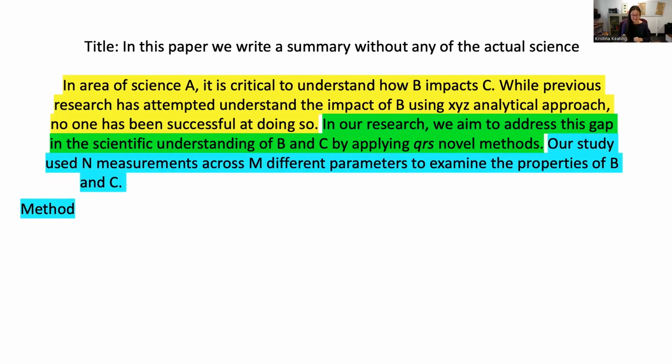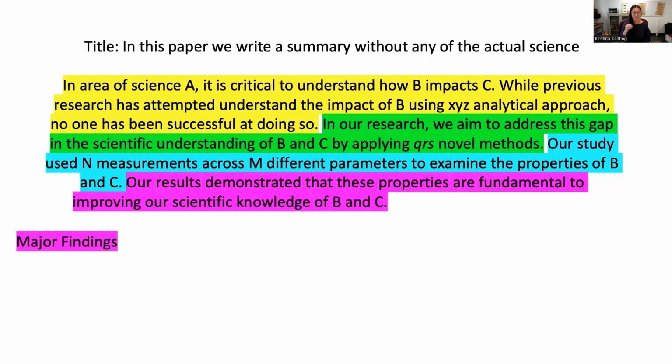We then state, our study uses N measurements across M different parameters to examine the properties of B and C. So in this next sentence, in one sentence, we've summarized our methodology of how we're going to solve this problem. You could say that the second part of that last sentence, by applying QRS novel methods, is also a little bit part of the methodology. So it can be a little bit ambiguous where these sentences fall. But the key is that so far we have our context, we have our general problem statement, we have our objective, and then we have our methodologies.